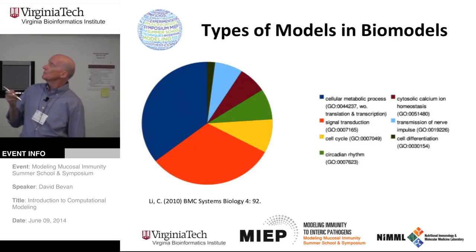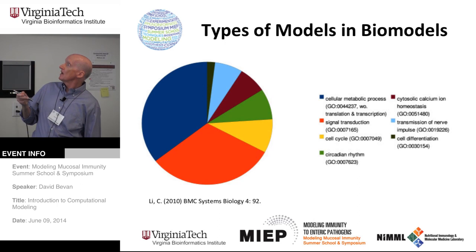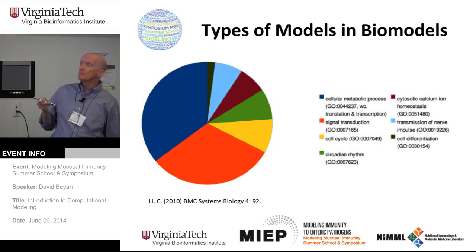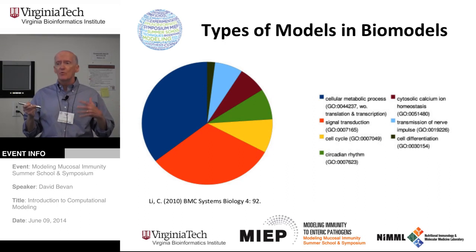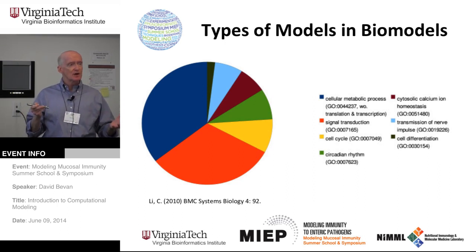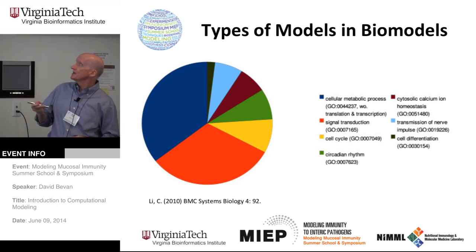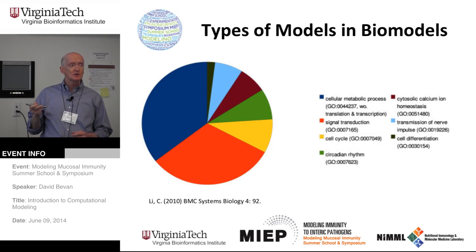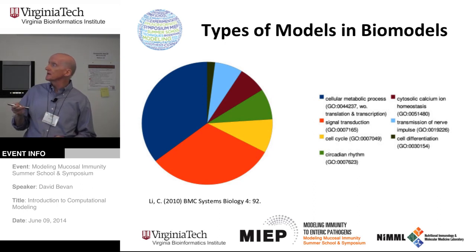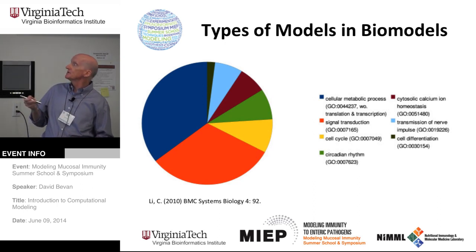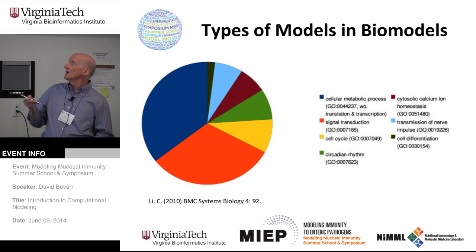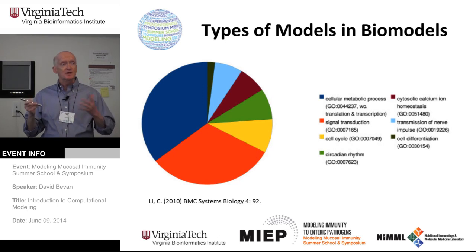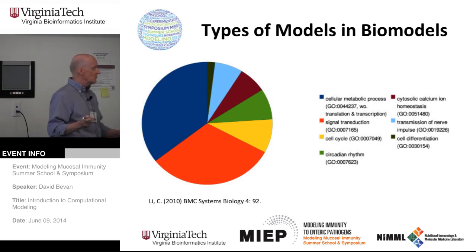This gives a pie chart that shows the different kinds of models. A lot of it, this big piece of the pie, are cellular metabolic processes. But again, that's because a lot of that was coming early on, where people were studying various metabolic pathways and being able to generate models from that. Signal transduction, however, is another big chunk of the pie, very important to so many processes, and so people have intense interest in that. Another of them is related to the cell cycle, and so on. So you really have a number to choose from as you begin to think about generating your own models.